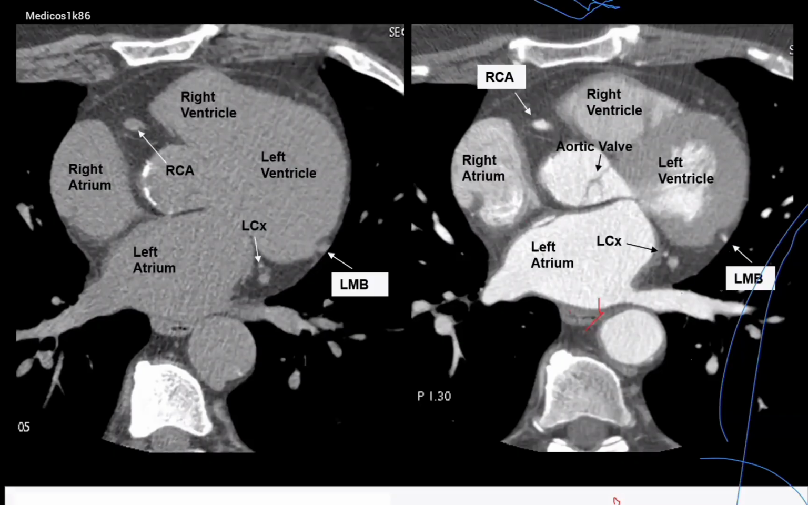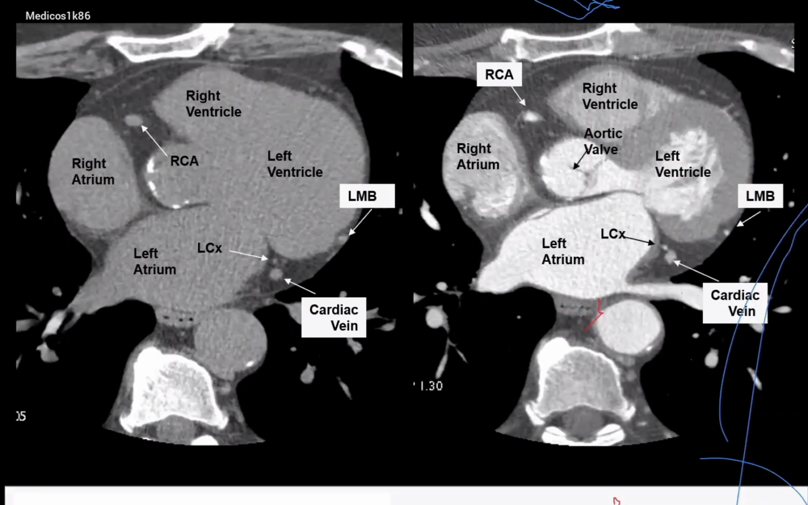Because if the CX is very big on the left side and comes to the right side as well, if it is a big vessel, that means it's the left dominant system. If the RCA is big like this, we can call it the right dominant system. In this patient, it is a right dominant system. This is normal anatomy, and this is not abnormal anatomy. And we can see all the vessels one by one.